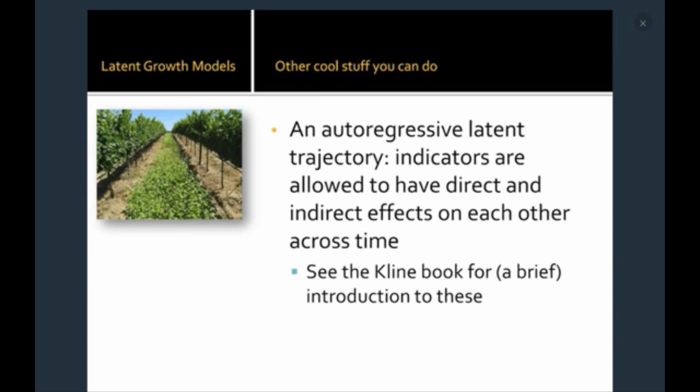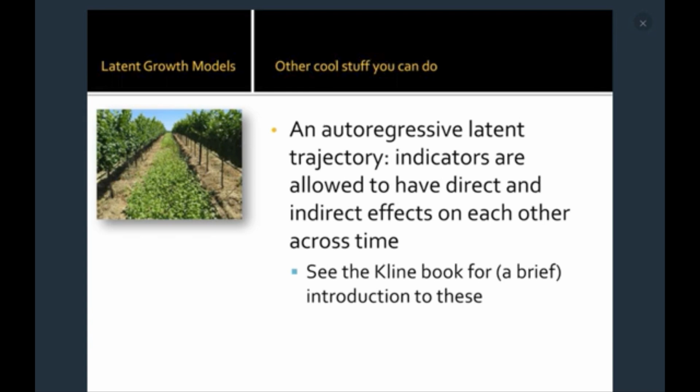If you do something like that, it might be called an auto-regressive latent trajectory. That's a fancy term that just suggests that you might have something at time 1 predicting something else at time 4. Some of these time-lagged correlations or regressions might exist in your growth model.